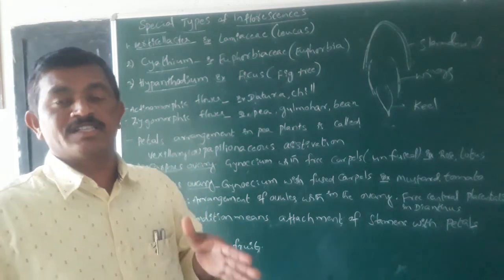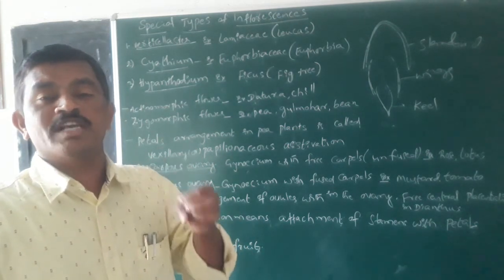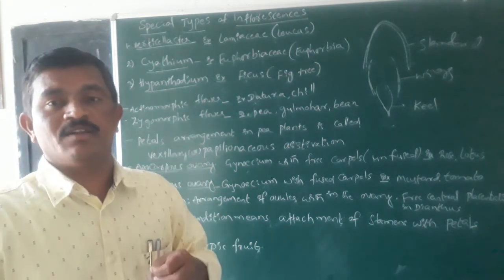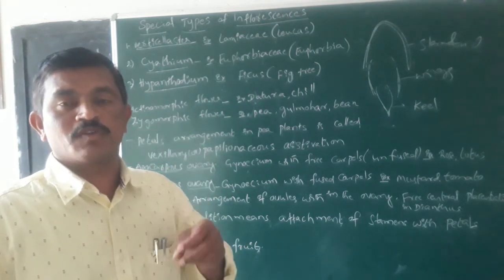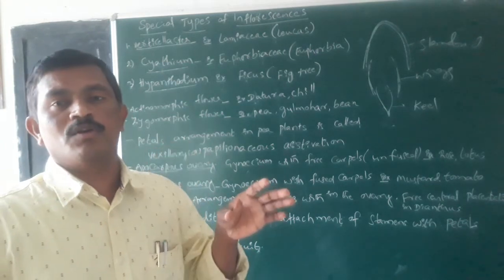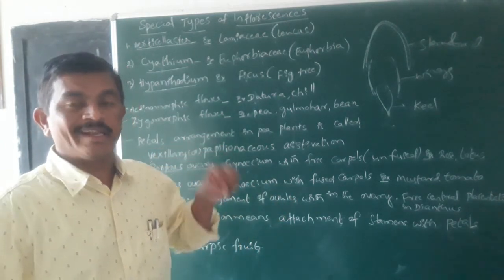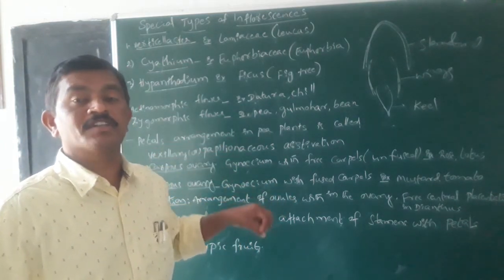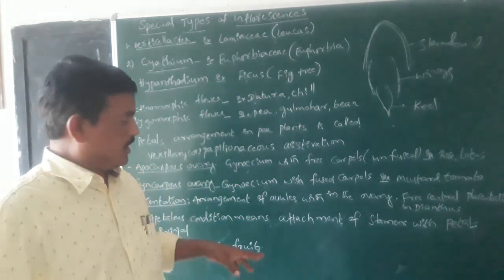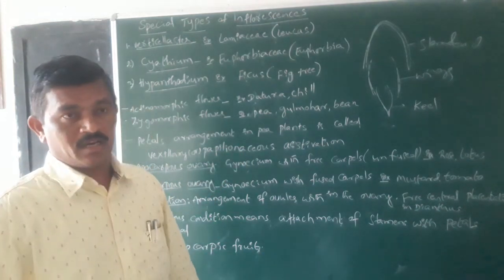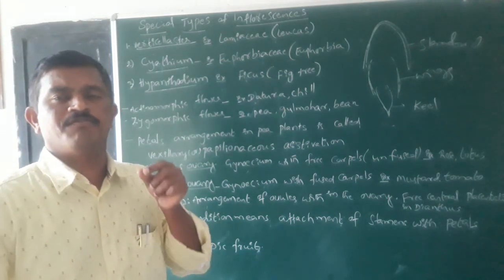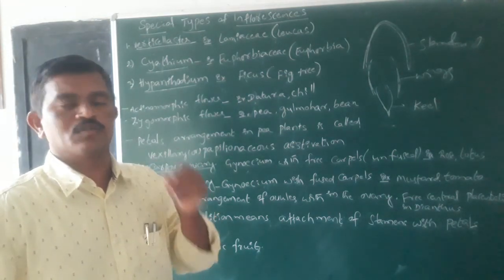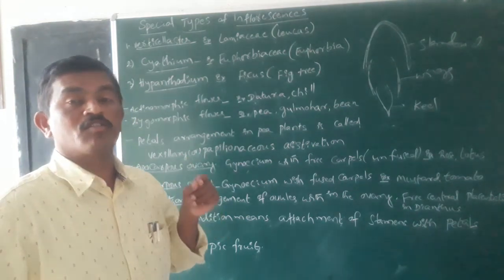Without fertilization, there is no chance for formation of seed. So here, in the case of parthenocarpic fruits, seeds are usually not found because they develop from the unfertilized ovary. It is found in banana and some grapes. So the fruit which is formed from the unfertilized ovary is called parthenocarpic fruit.